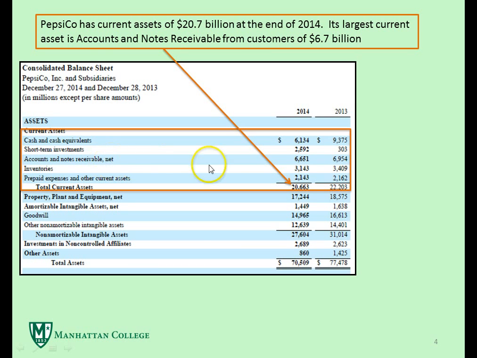The largest type of current asset is accounts and notes receivable, net. Most of these are accounts receivable when customers buy on account from PepsiCo, and it's $6.7 billion. These aren't as liquid as cash because first companies have to collect accounts receivable, and then when they collect them, they get the cash. Inventories are even further away from cash. First, you sell the inventory to your customer. If your customer buys on account, you have to collect the receivable to get the cash.